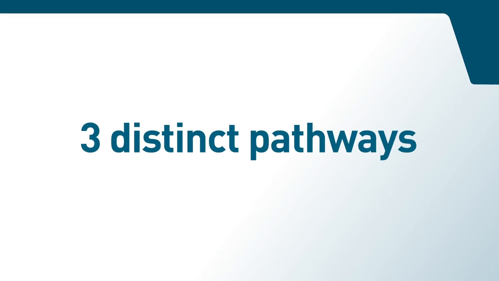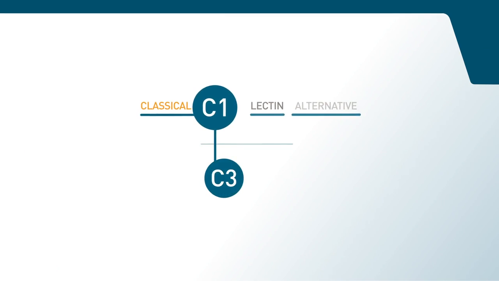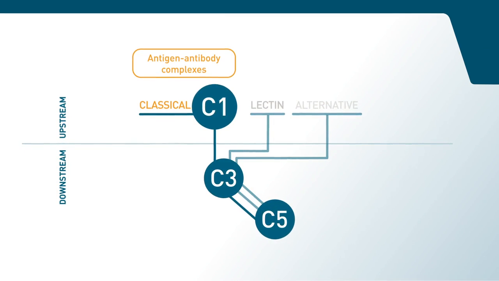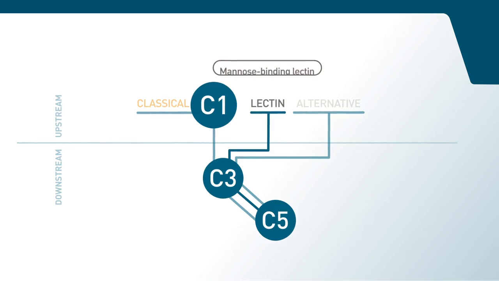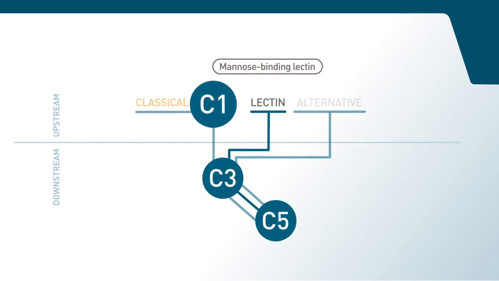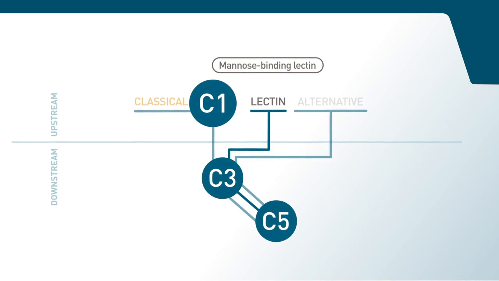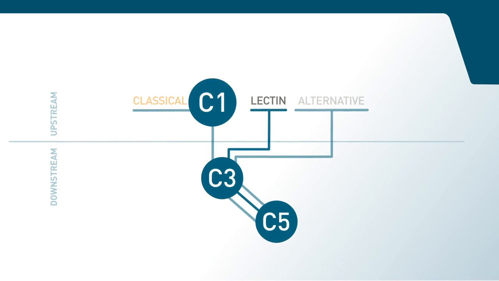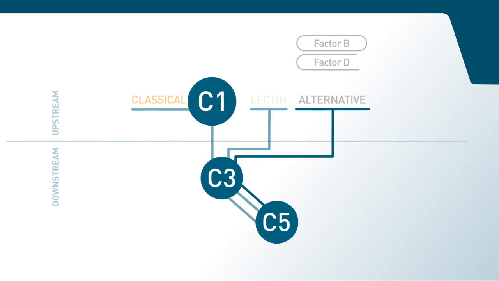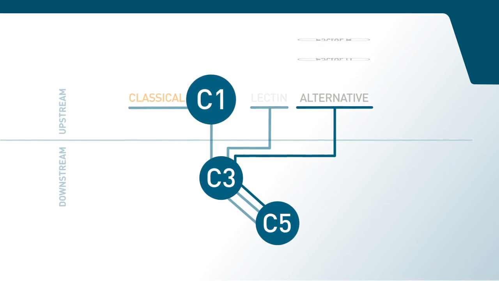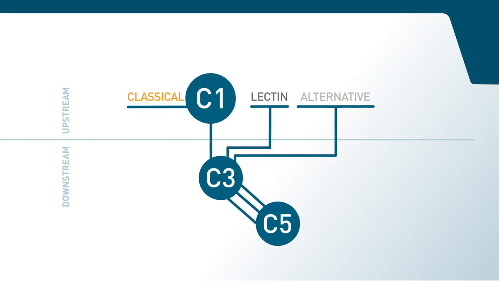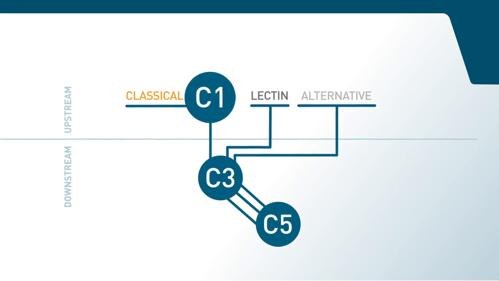The complement system is composed of three distinct pathways: classical, lectin, and alternative. Each pathway is distinguished by the trigger that activates it. The classical pathway is initiated typically by antigen-antibody complexes upstream at the C1 complex. The lectin pathway is initiated when various lectin complexes are activated by binding mannose-binding lectin, or MBL, on pathogens. The alternative pathway is initiated by factors B and D, which activate upon spontaneous hydrolysis of C3 on pathogens. The three distinct pathways converge with formation of C3 convertase enzyme downstream.